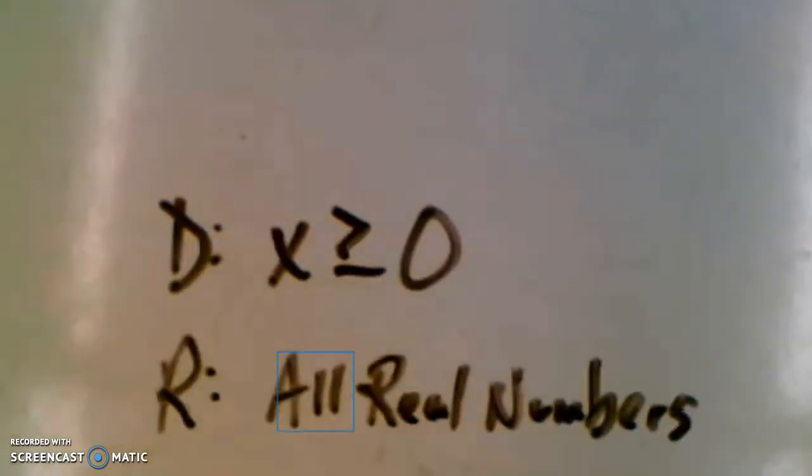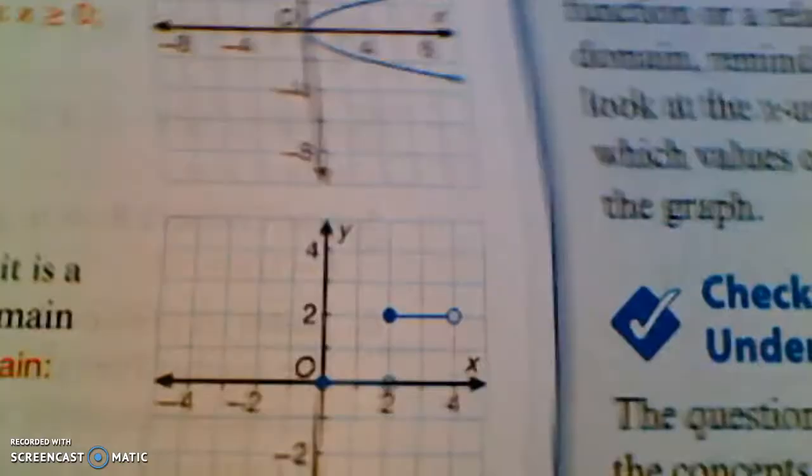Does that make sense to everybody? So listing of domain and range hopefully is that easy for you in terms of writing. That make sense? Okay. Next example.